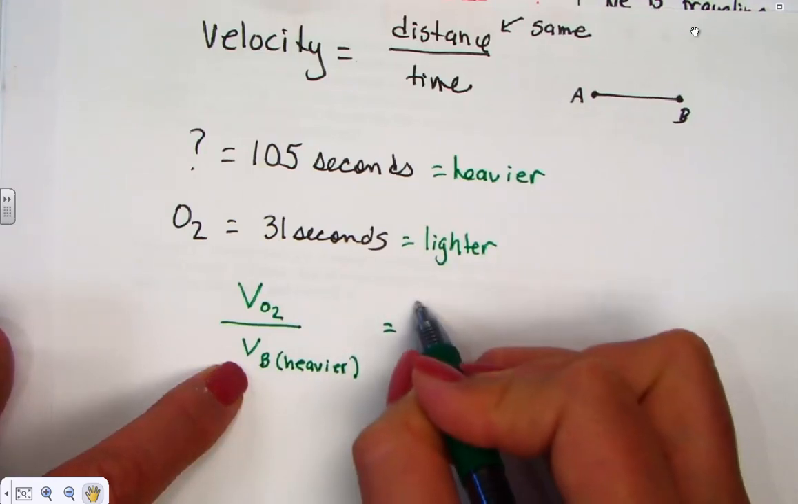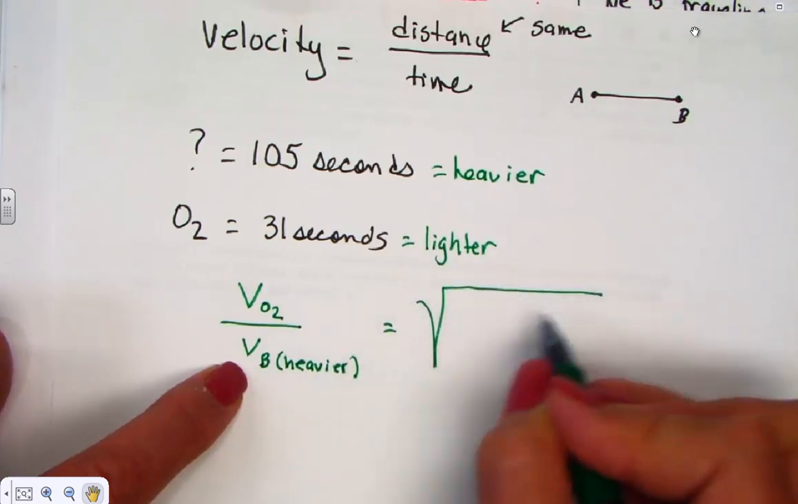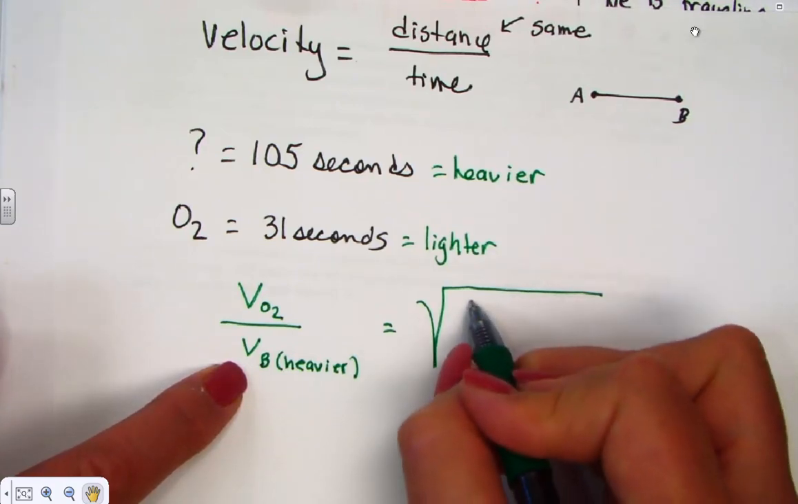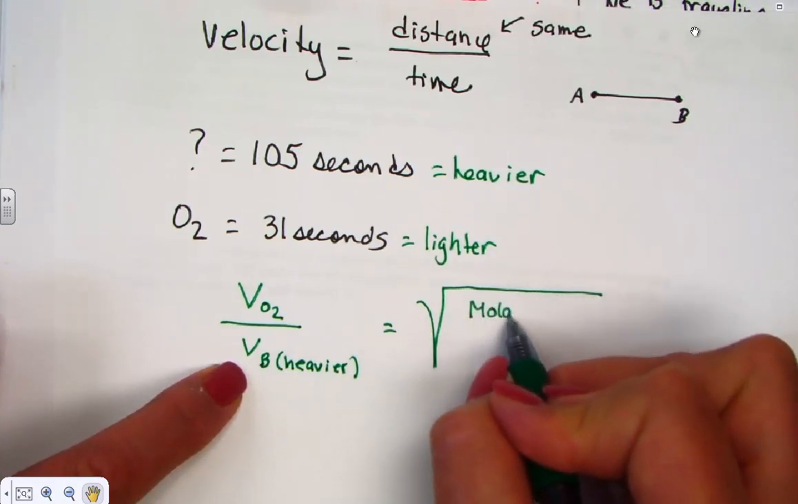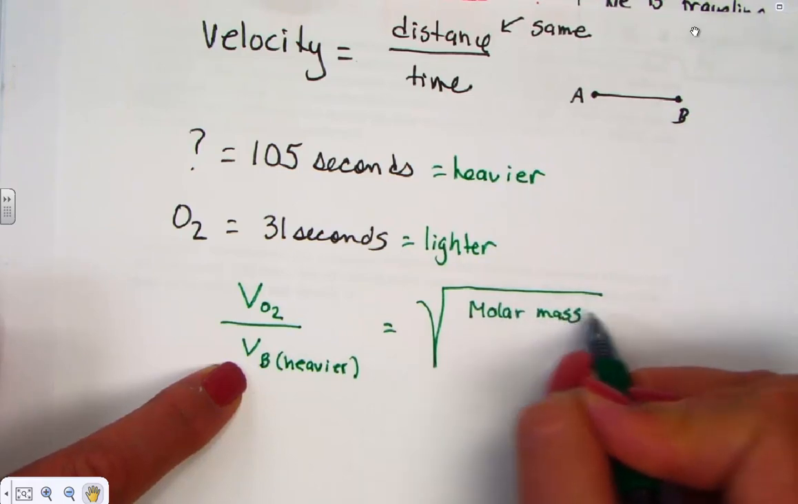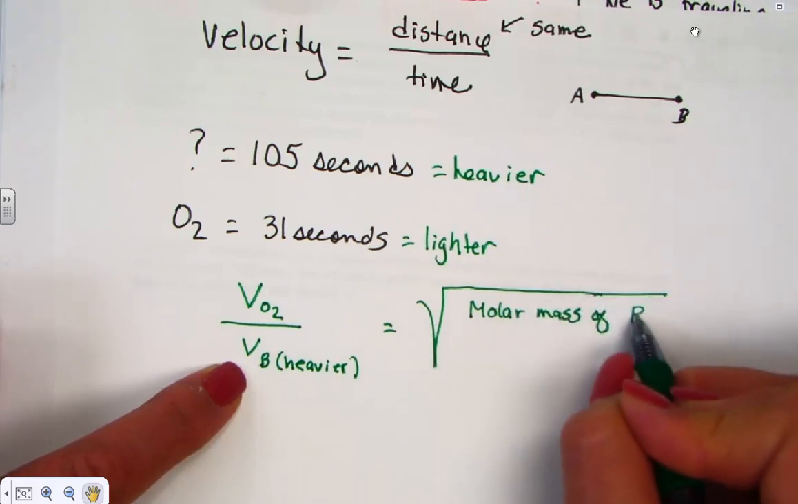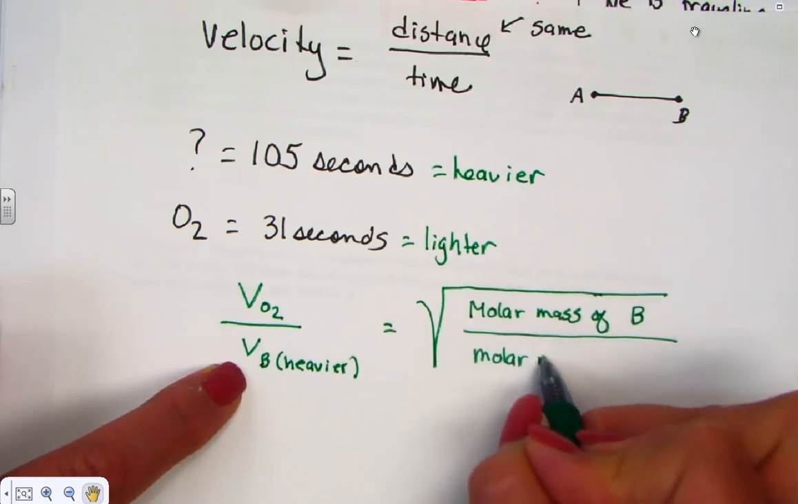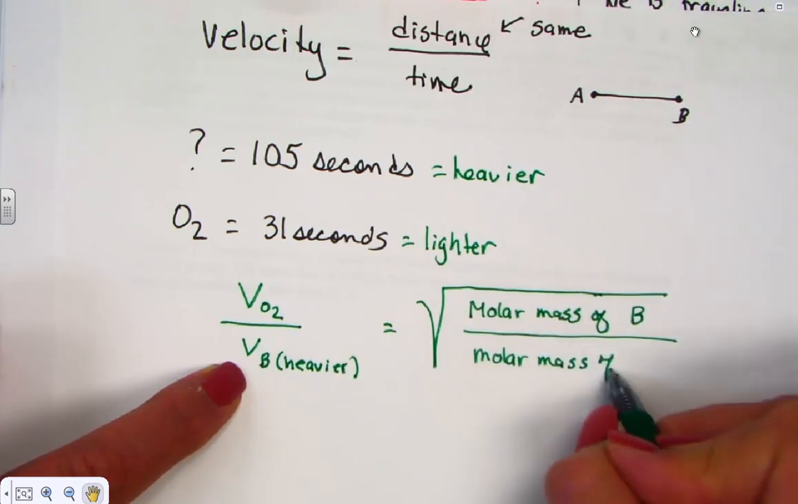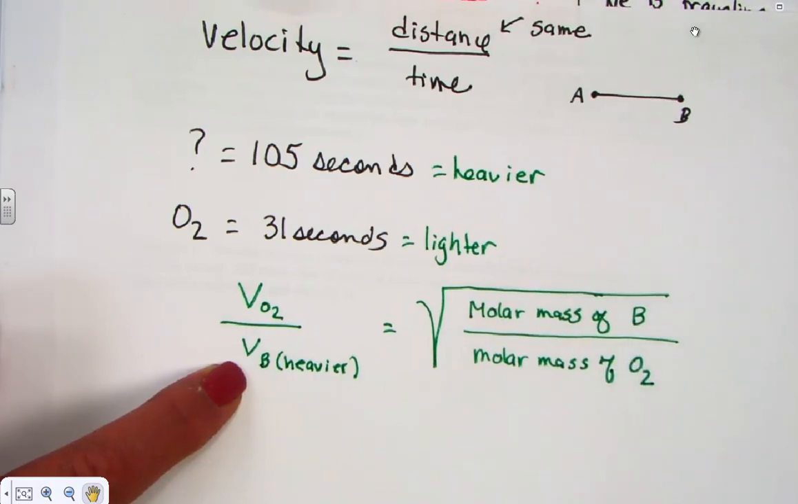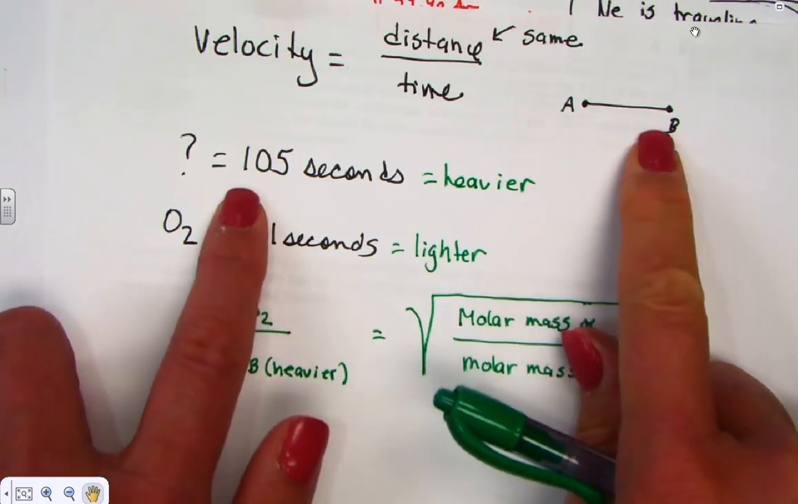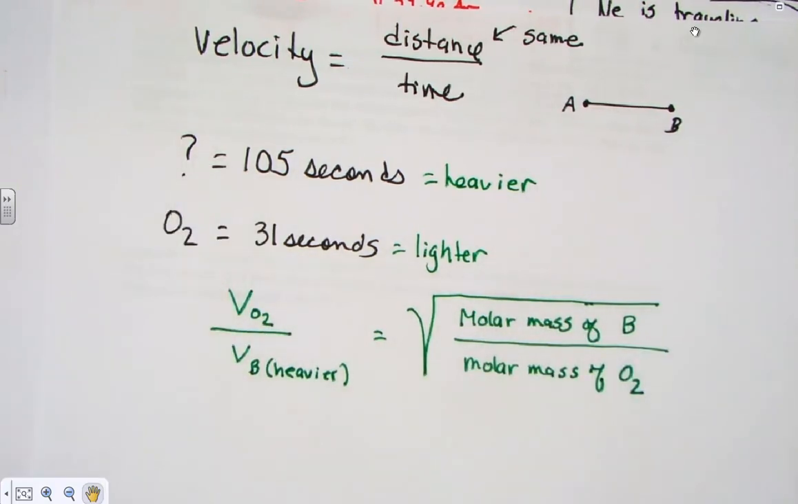It's equal to the inverse of the relationship of heavy over light molar mass. And remember, that's what we're trying to solve for. The molar mass of the heavier gas is the target variable, set over the molar mass of the lighter gas, which we've determined to be oxygen, simply because it travels in 31 seconds the same distance that the other gas took 105 seconds to do. So of course it's going to be the lighter gas.